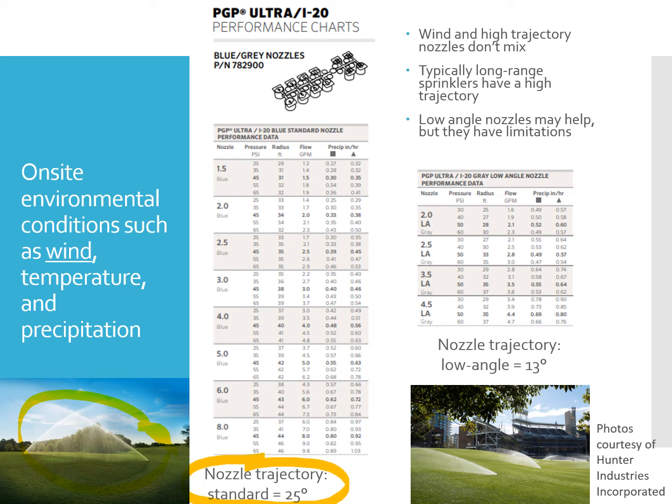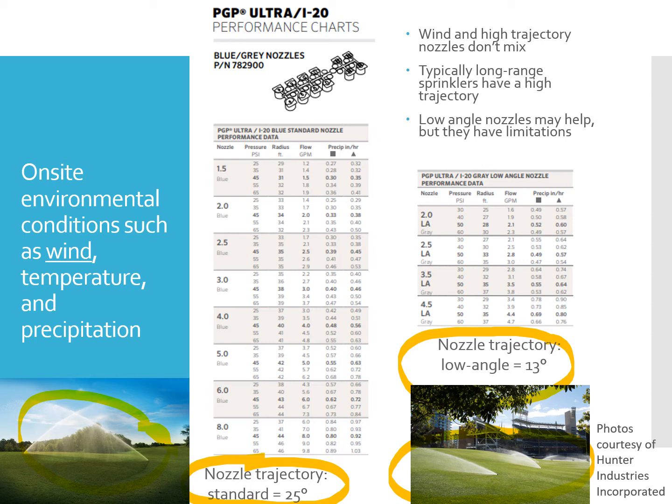The other thing that happens is if the wind is blowing in the direction that the sprinkler is going, it could be carrying it off to a place that you don't want the spray to actually land. And then over on the right here, you'll see that the nozzle trajectory for these lower angled nozzles is 13 degrees. And you can see from this image below that the angle is much lower. So that can help you to contend with wind if wind is an issue. But there are some limitations for that.